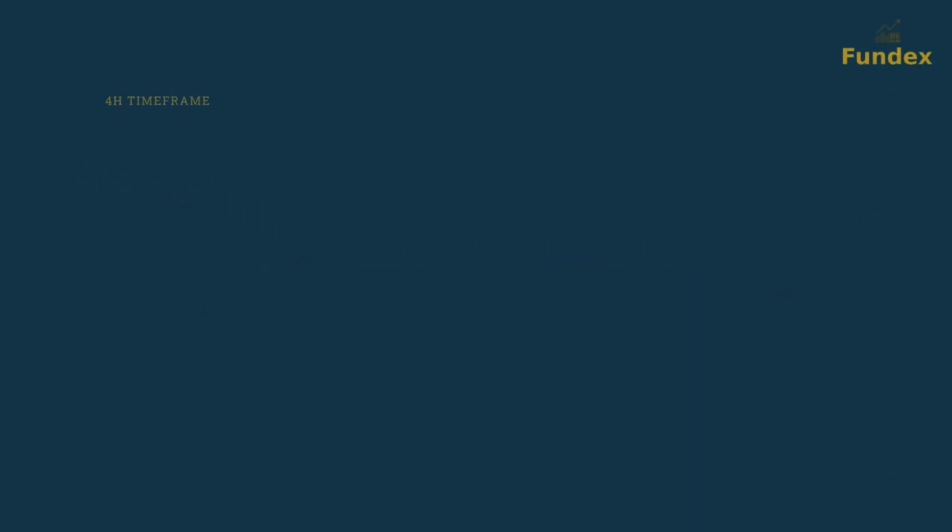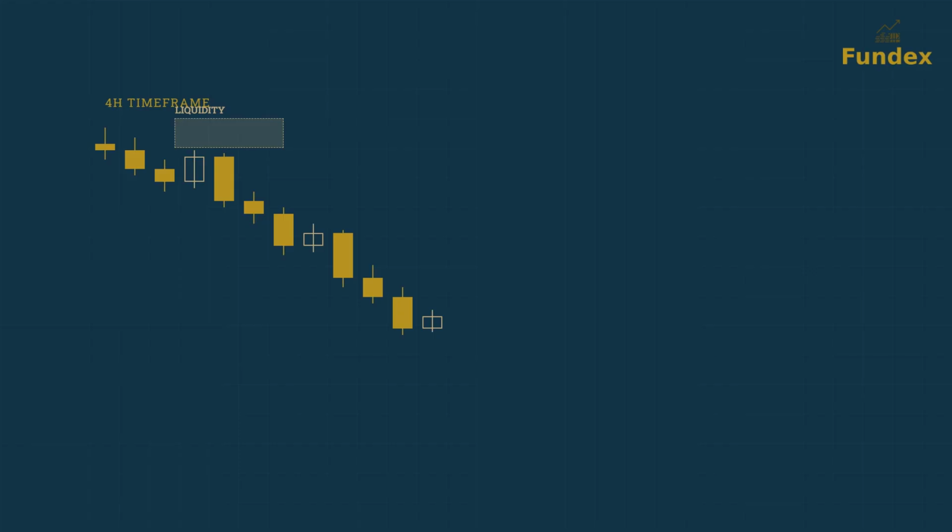So, on the 4-hour chart, I begin by mapping the market. Let's imagine price is moving lower. We can see lower highs, we can see lower lows. Sellers are controlling the broader move. Now, does that mean I immediately press sell? No. This is where patience comes in.